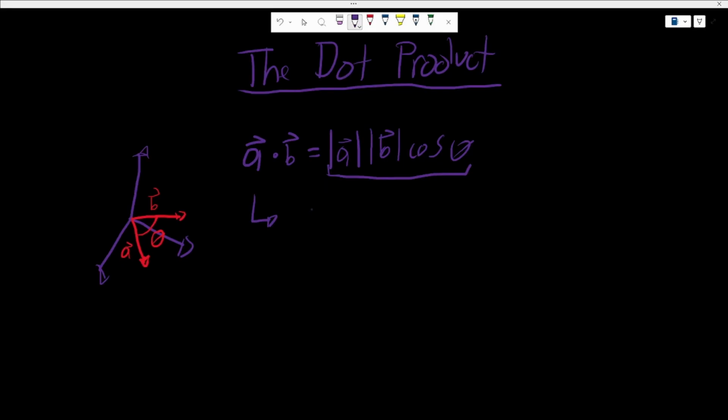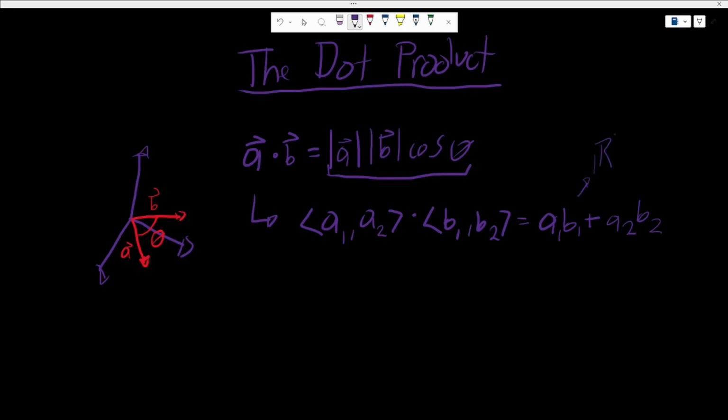But operationally, in terms of actually taking the dot product, if we had two vectors, vector A, which is A1, A2, dotted with the vector B, which is B1, B2, it's going to be equal to A1 times B1 plus A2 times B2. And this is the dot product represented in R2.